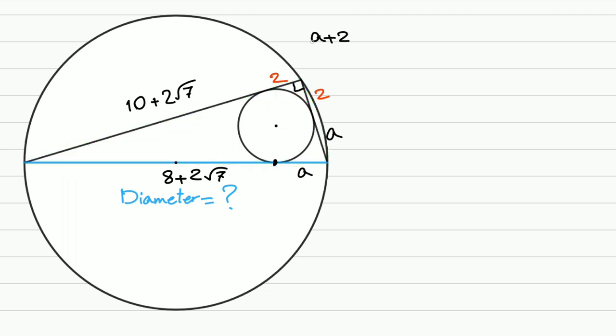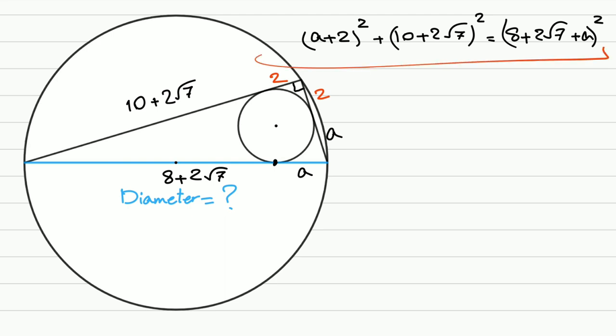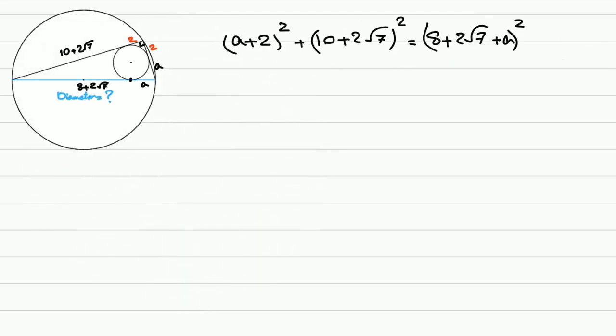So we have (a plus 2) squared plus (10 plus 2 times square root 7) squared equals the hypotenuse squared. That's (8 plus 2 times square root 7 plus a) squared. Now from here, it's an algebra problem. Nothing special, let's just expand everything. a squared plus 4 times a plus 4 plus 100 plus 28 plus 40 times square root 7.